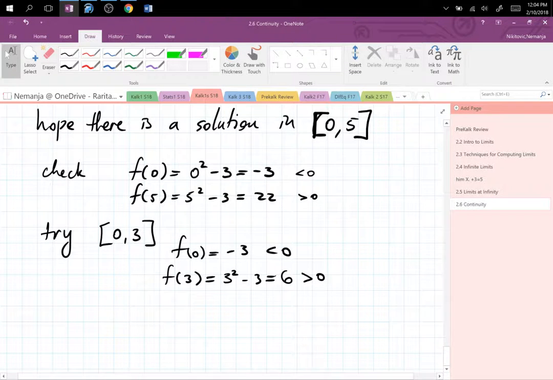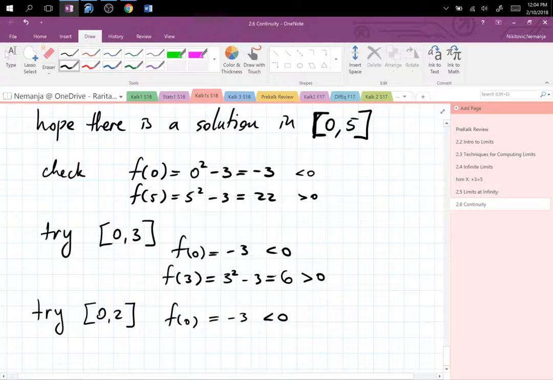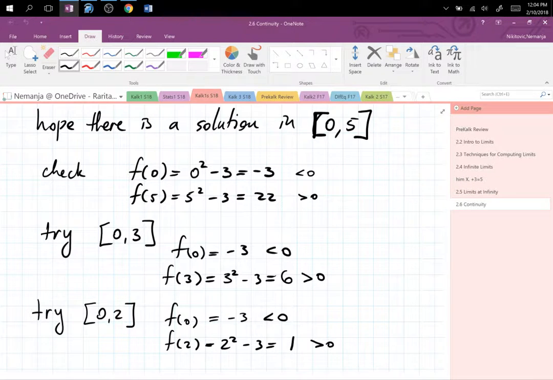All right, so what should we try now? Well, let's go 0 to 2. Maybe we can cut it even more. Okay, so here it is. f of 0 is still negative 3, which is less than 0. And f of 2 is going to be 2 squared minus 3. That's 4 minus 3, it's 1, bigger than 0. Ha! Okay. My interval now is 0 to 2. It's more than half smaller than when we started. And I'm getting better at this.